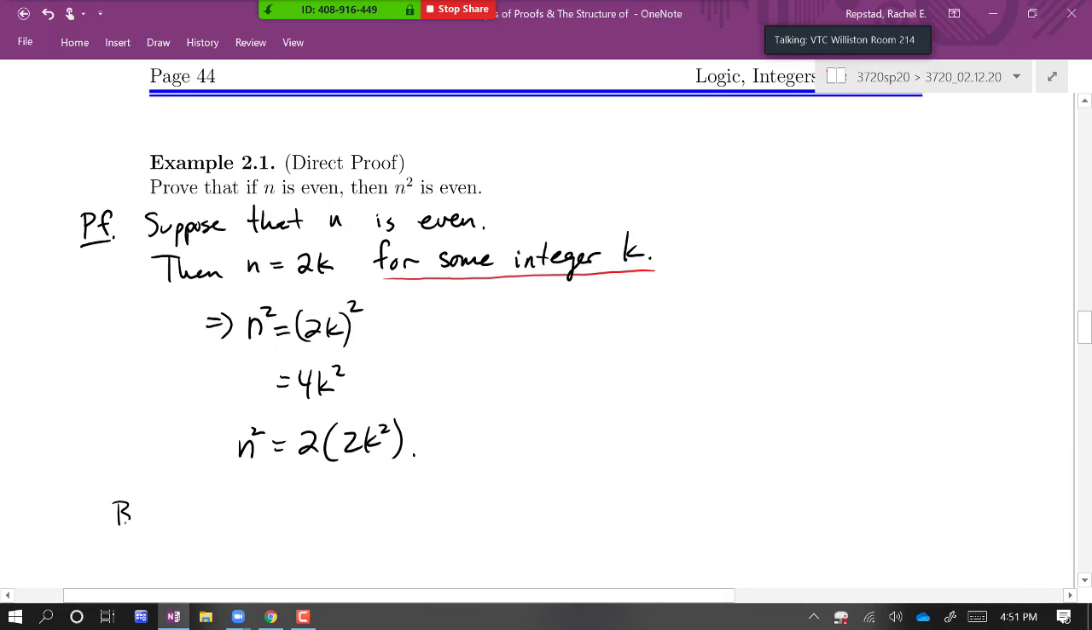And then last, just make note that 2k squared has to be an integer because k is an integer. Then 2k squared is an integer. And I can just say that, right? This is part of those properties on the previous page that we know and love and we don't have to prove them. The integers are closed under multiplication. So if I multiply integers, I know I'm going to get an integer. And so n squared is even.